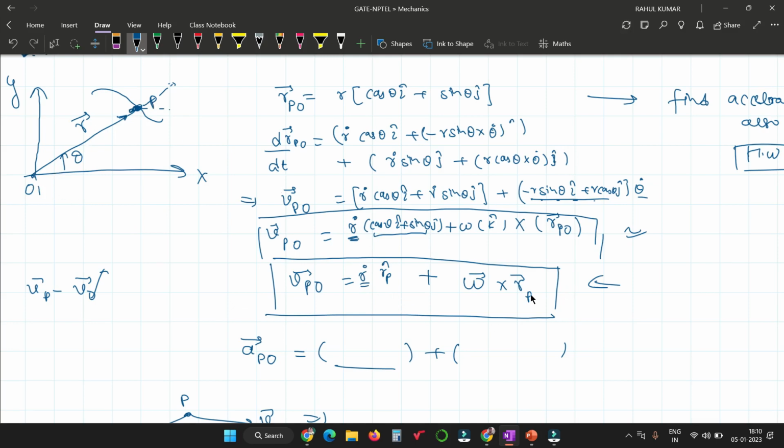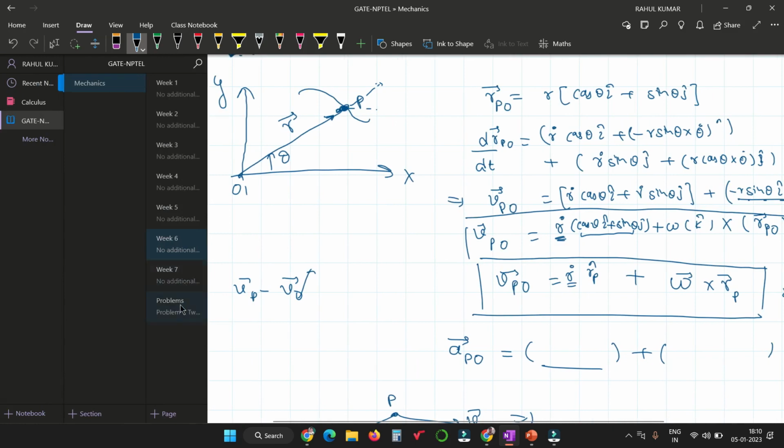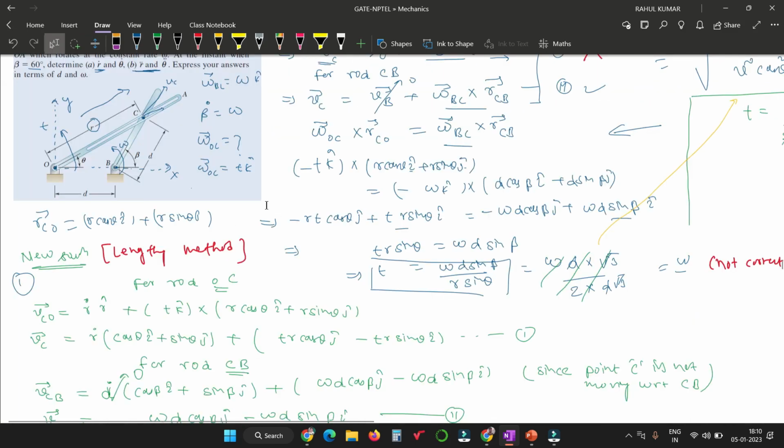So if we want to know the correct solution, we have to use this equation. In the previous discussion, we saw that we were writing only this part, not this part. And if I want to write only this part, then we have to be very careful, because there may be a chance that the distance between O and P might be changing. That was the case, and that's why we were getting an incorrect answer.